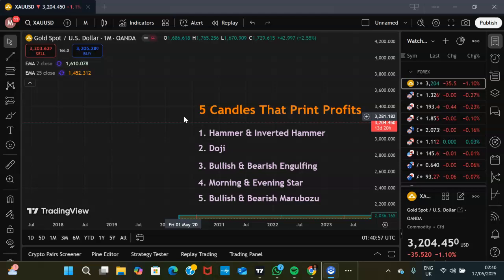Now, when I say bullish Marubozu, it signifies intense strength, and the trend is expected to continue higher or lower depending on my bias, if I'm buying or selling. Now, for the bullish Marubozu, what does it look like? The bullish Marubozu is basically a candle that does not have any form of wick.